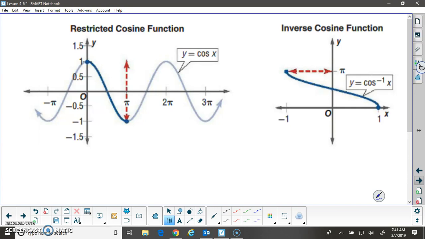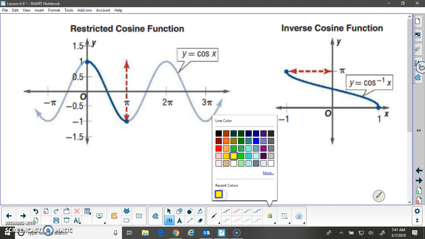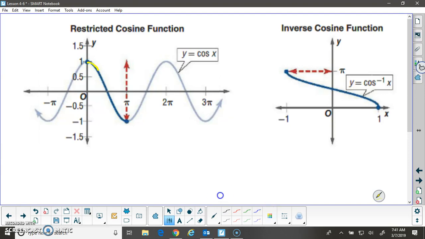So that's sine inverse. Now if we go into cosine, cosine also is not a one-to-one function unless you restrict the domain. So on a cosine function, we restrict the domain from 0 to pi so that it does pass the horizontal line test, which means then we can use the inverse of cosine.